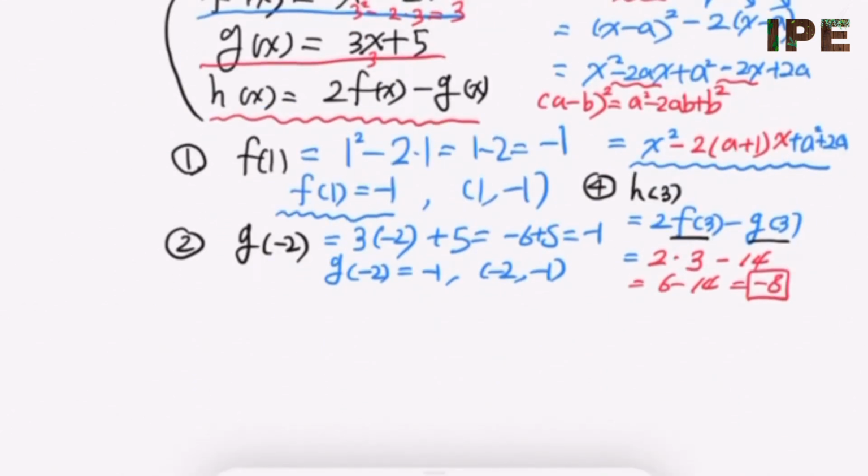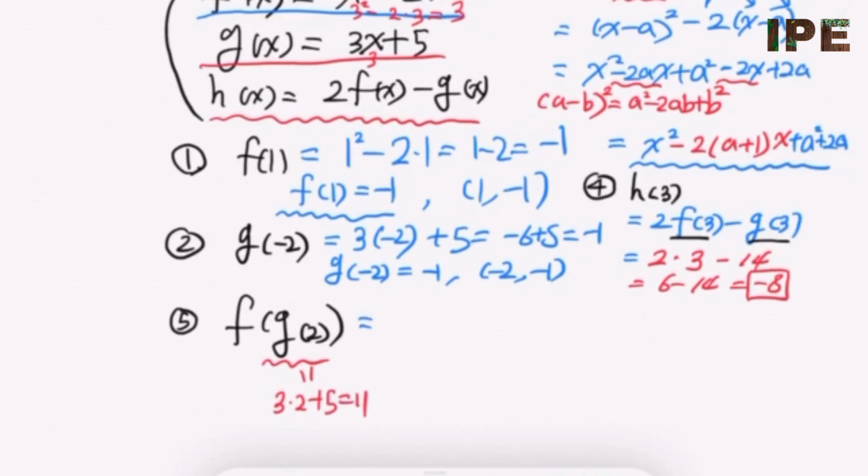Sometimes SAT questions ask you a little more than this. Something like number 5: what is f of g of 2? To find this answer, you have to find g of 2 first. g of 2 is the y value when x equals 2. So plug in 2 for x. g of x is 3x plus 5, so 3 times 2 plus 5, which is 11.